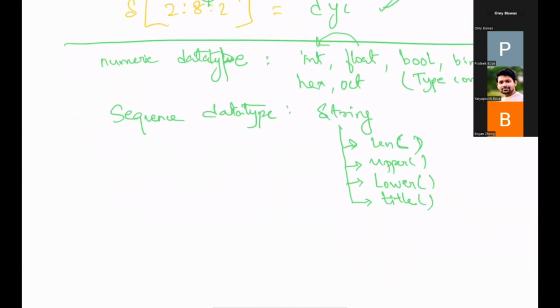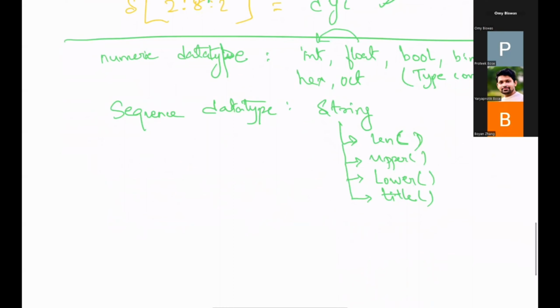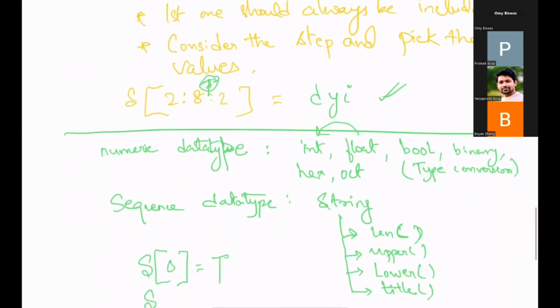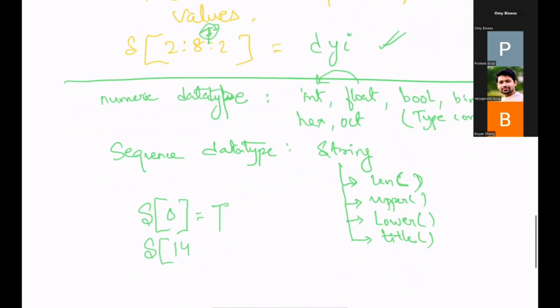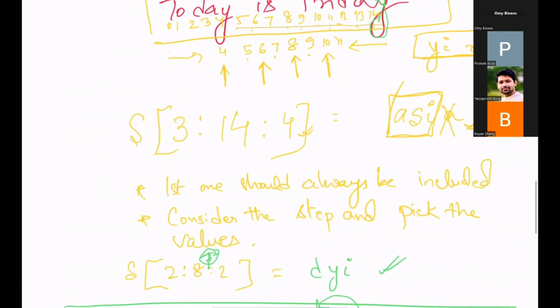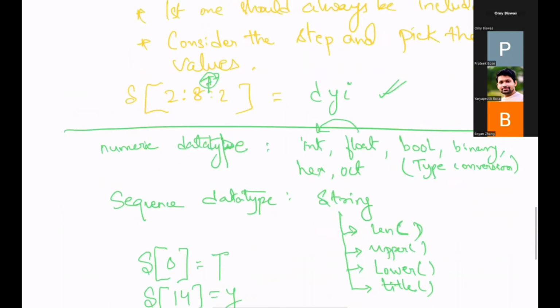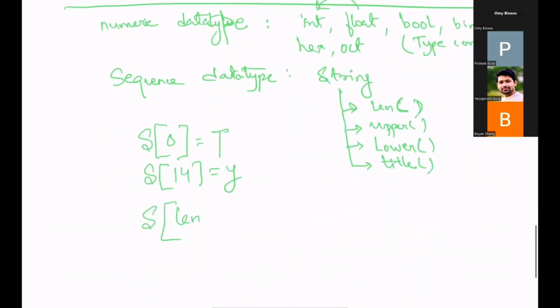And we have also gone through the different indexes and how to access them. Like S of 0 will be the first letter, T for today. So how to get the last one? S of Y. Okay, so we need to write S of 14. S of 14 is Y. We want Y. If the sentence is very long, it's not possible to count each and every index. So if we need the last one, we can just write length of S minus 1. This will provide me Y.